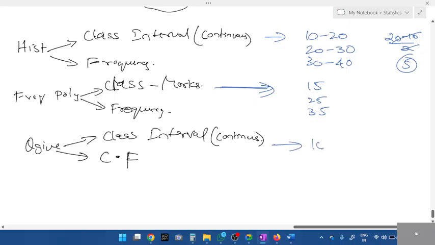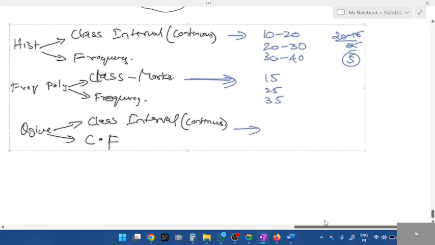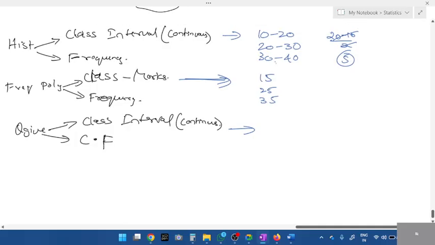Again, when it comes to class interval, 10, 20, 30. So instead of solving everything, you should just understand the logic. Any question you'll be able to solve. Okay. From continuous class interval, whenever class interval is given to find class marks, this is the formula.